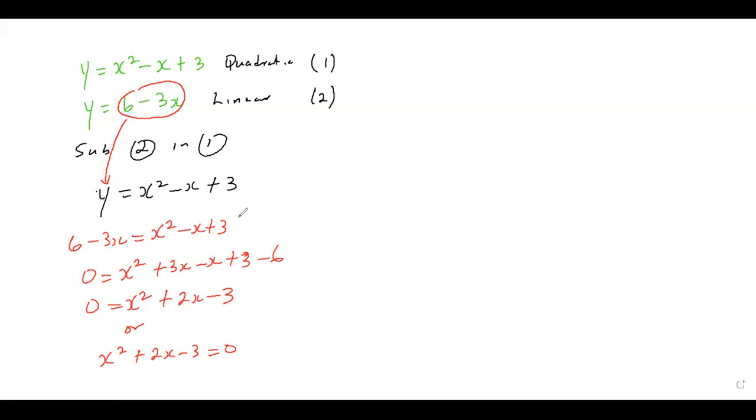Do we understand this line so far? Yes, sir. Okay, good. So after this, I need to equal everything to 0. I write the x squared first, then the 3x. This is negative 3x, you carry it to this side and it becomes positive 3x. The negative x will remain where it is. Then the 3 will remain where it is. Then I move the 6 to the other side, which becomes negative 6.